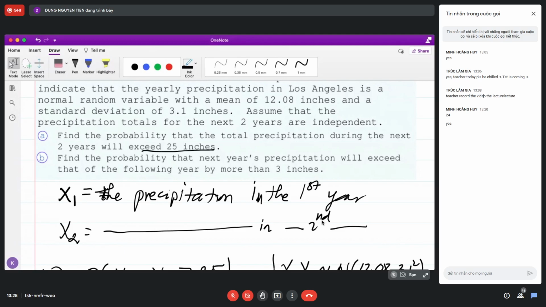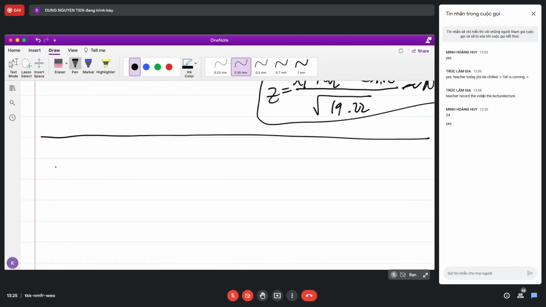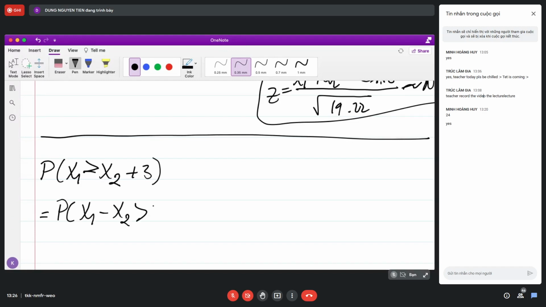For the second problem, you want to find the probability that the next year's precipitation will exceed that of the following year by more than 3 inches. That is what you want to deal with, right? So I want to find the probability that x1 is more than x2 plus 3. Or let's say the probability that x1 minus x2 is greater than 3. That is what you want to do.